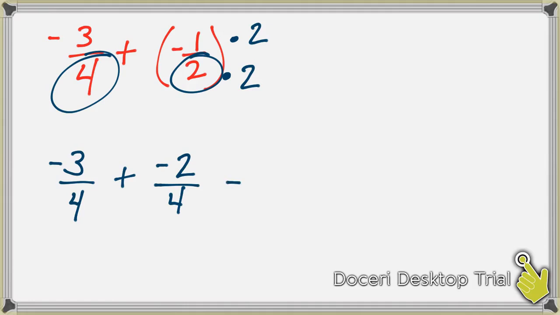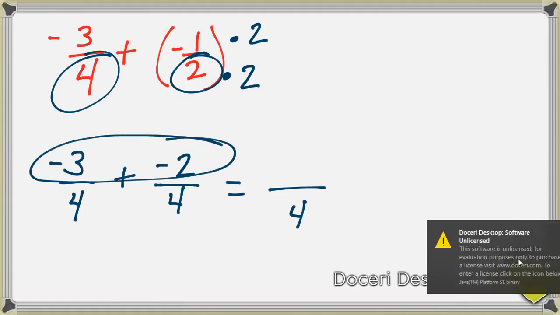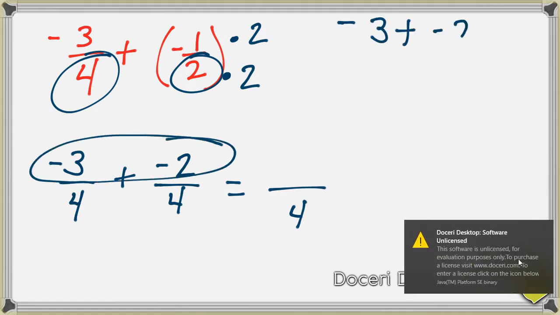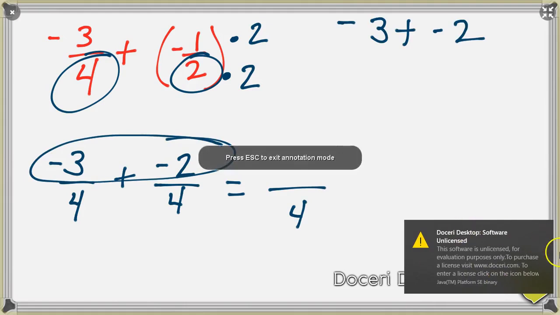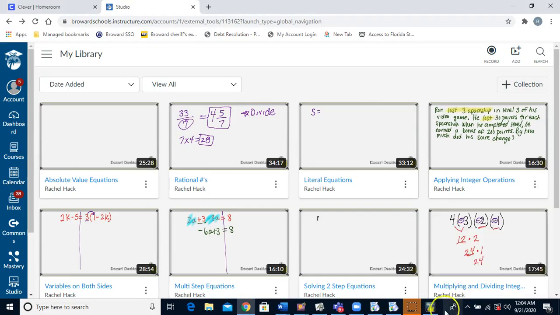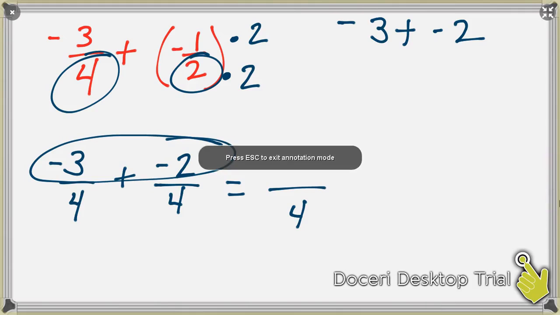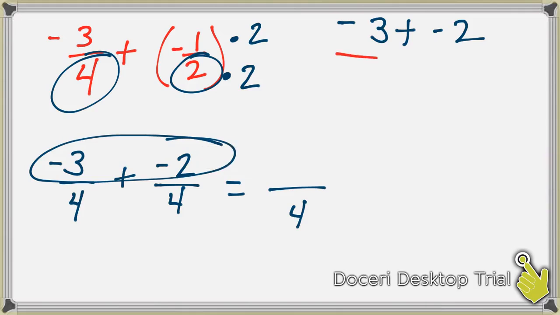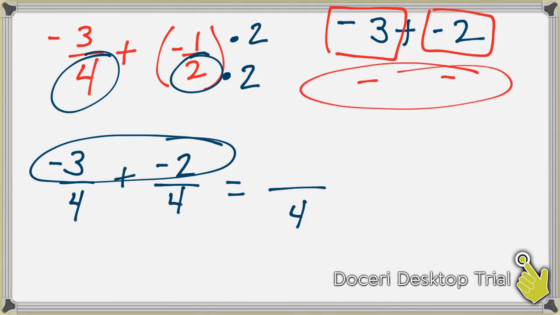Now the denominators are the same, but be careful. Now we have to make sure we're thinking about our integers. We know the denominator is going to be 4, but let's look at the numerator. It's negative 3 plus negative 2. We have to follow the same rules that we've followed every other time when we've added integers. So we're going to look at this first number, negative 3, which is negative, and this negative 2, which is also negative. When both of the signs are the same, we add them. 3 plus 2 is 5, and keep the sign. So you get negative 5/4.